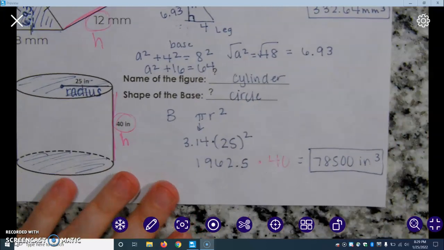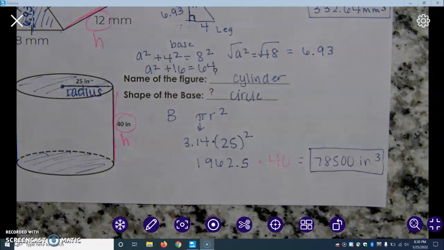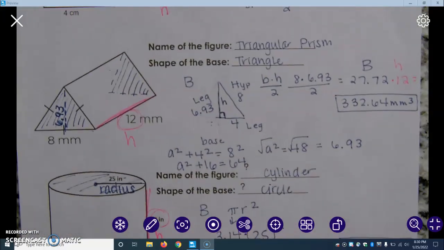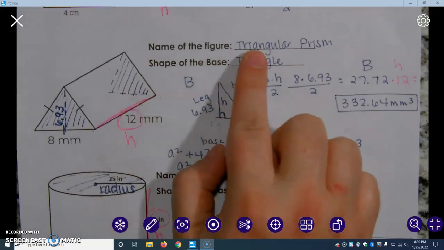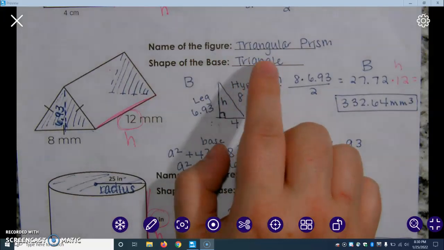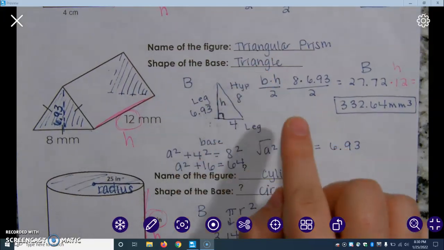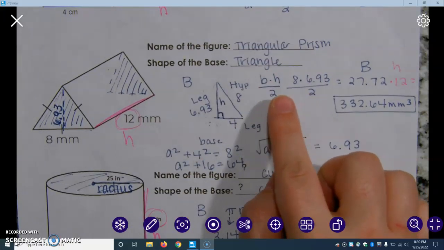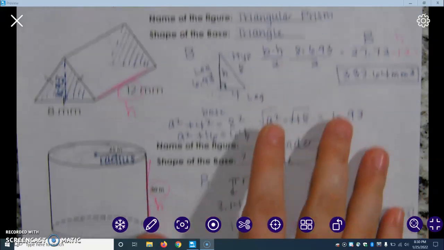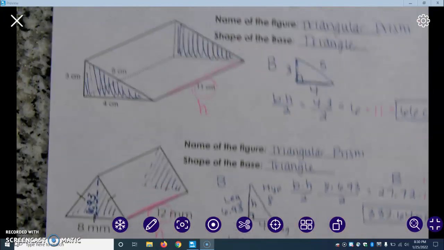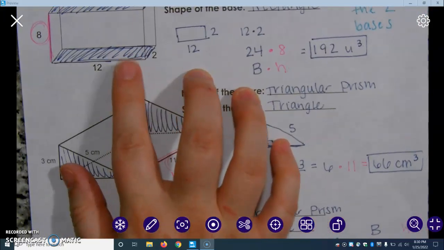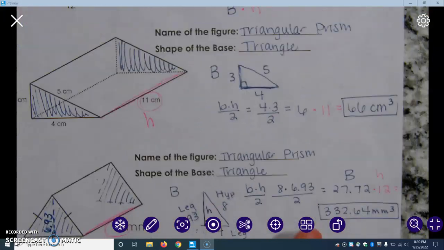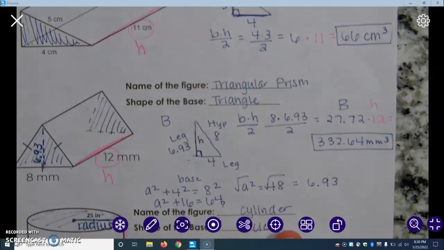All right, so we do that same thing for every single prism. It helps if you say what the name is, because the name tells you what shape you need to find the area of. So go back to the orange sheet you got the other day and figure out how to find the area of the triangle, find the area of the circle, find the area of the rectangle. If it's a trapezoid, find the area of the trapezoid, and then you multiply that answer by the height.